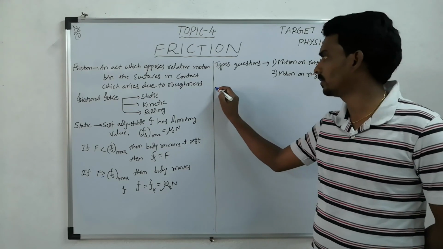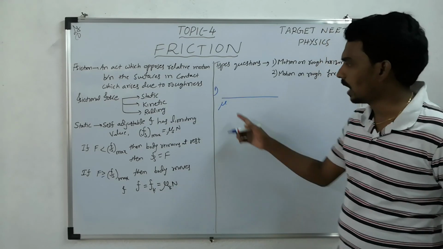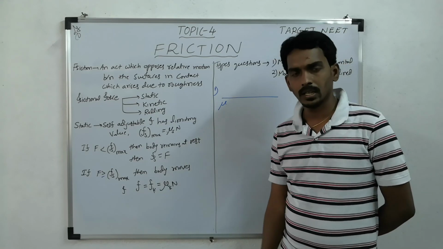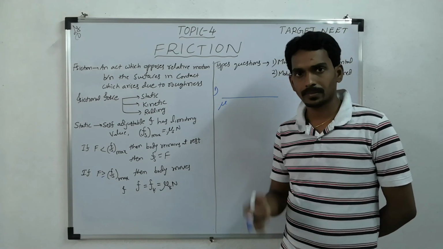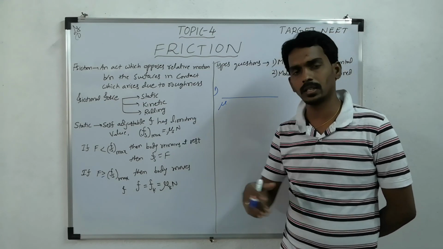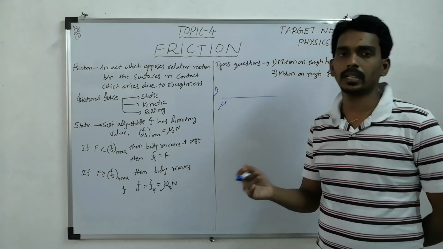First one: consider a rough horizontal surface having frictional coefficient mu. I am not taking mu s and mu k, because most of the time they will mention simply mu. If they give mu s and mu k separately, then take them separately. If they give only mu, then take it as mu only.